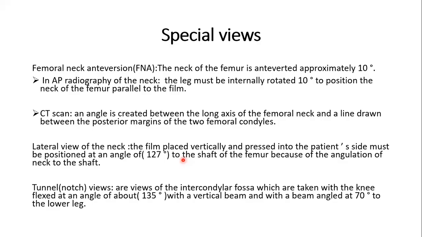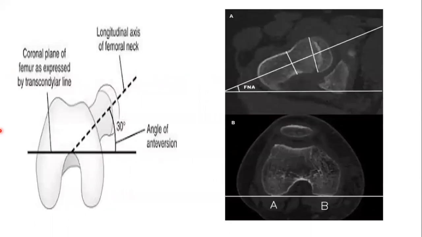Special views. Femoral neck anteversion. The neck of the femur is anteverted approximately 10 degrees. In AP radiography of the neck, the leg must be internally rotated 10 degrees to position the neck of the femur parallel to the beam or to the field. CT scan, an angle is created between the long axis of the femoral neck and a line drawn between the posterior margin of the two femoral condyles.